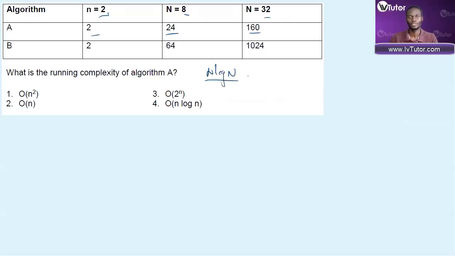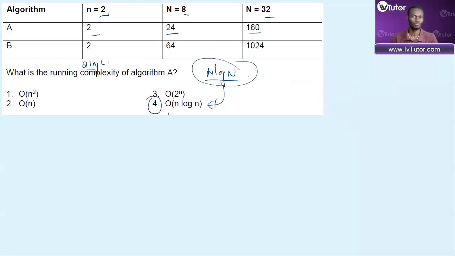Let's try that here. So 2 log 2. Log 2 would be 1, so that's fine, it works. 8 times log 8, which is 3, that would be 24, that's fine. And 32, log 32 is 5, times 32, that's 160, yeah. Therefore, it's n log n, and therefore I've got my answer.